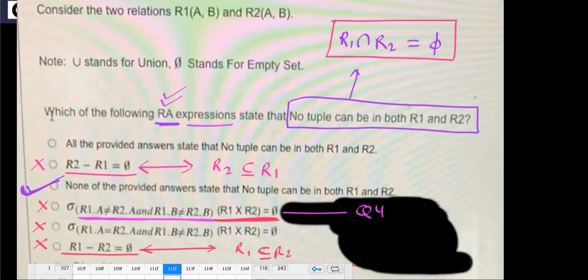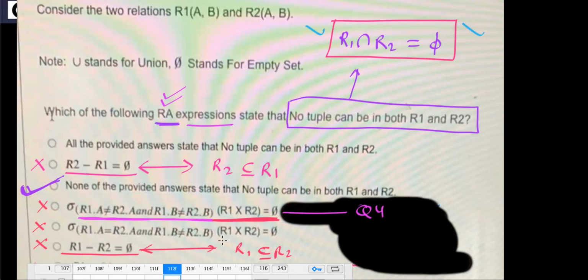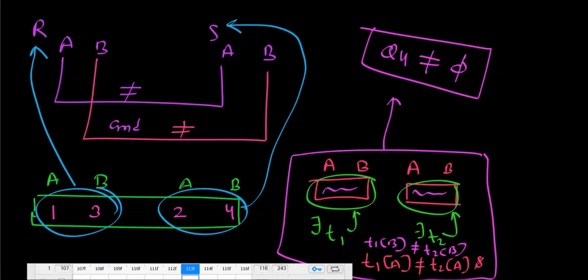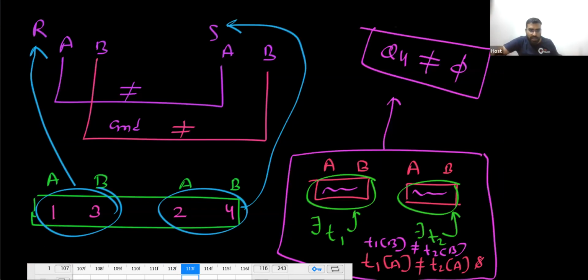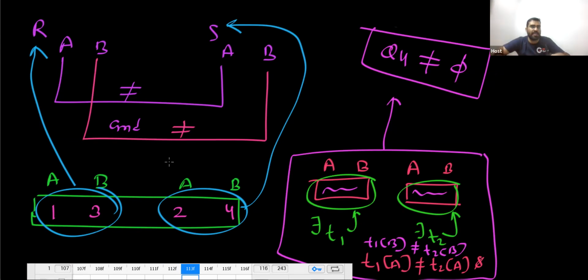Anyway, the point is that this is not doing what we wanted to do. We wanted the intersection to be empty, but this query is not telling us that the intersection will be empty. The point I want to discuss is that there can exist more than one row in a relation and still we can have an empty relation at the end.